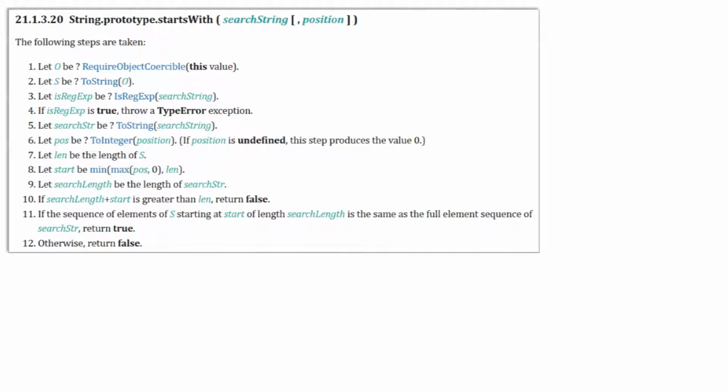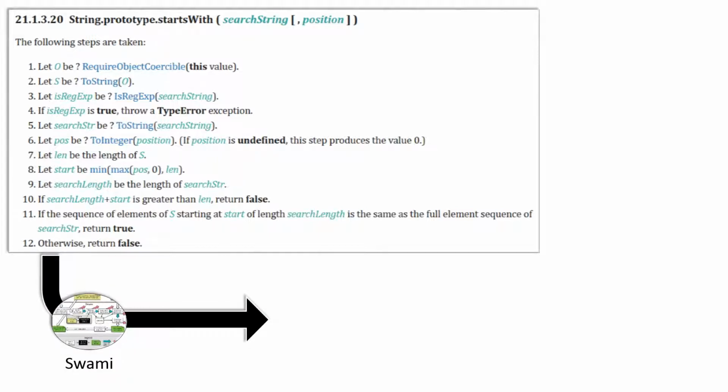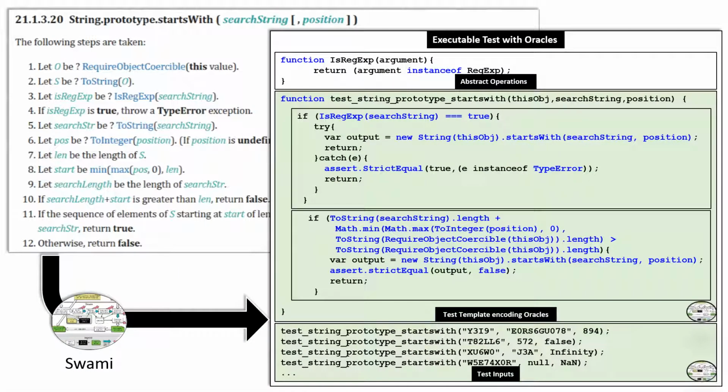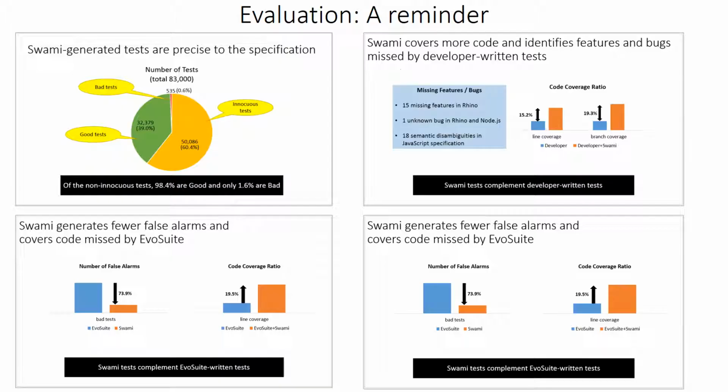Hence, starting from a given specification of the string.starts_with method, I showed to you how, using Swami, we generate executable tests which contain abstract operations, test template that encodes derived oracles, and test inputs that can be used to exercise the derived oracles. Swami generated such test files for each relevant JavaScript method, which we integrated with the Mozilla Rhino and Node.js test execution infrastructure. To remind you, I already talked about Swami's evaluation at the start of the video.